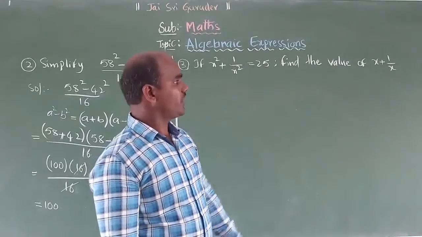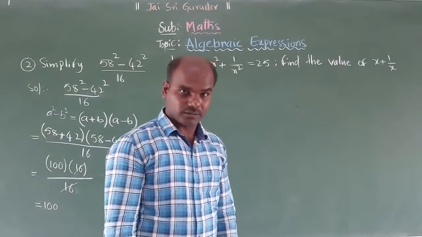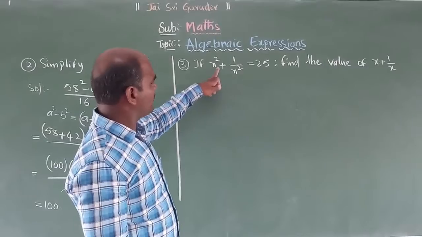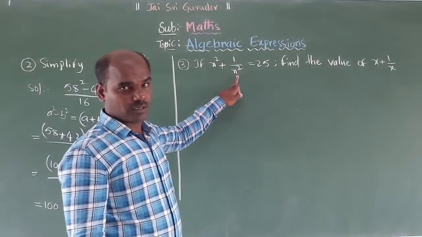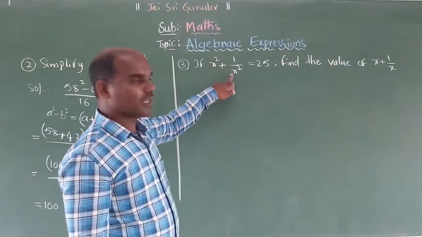Find the value of x plus 1 by x. Now by observing the values given here, a square plus b square is there. Yes or no? It is in the form of a square plus b square.